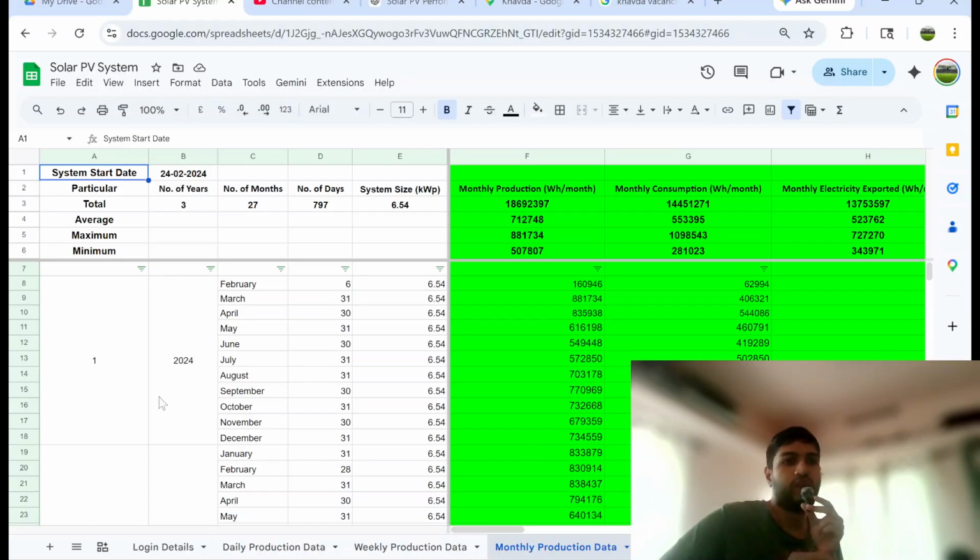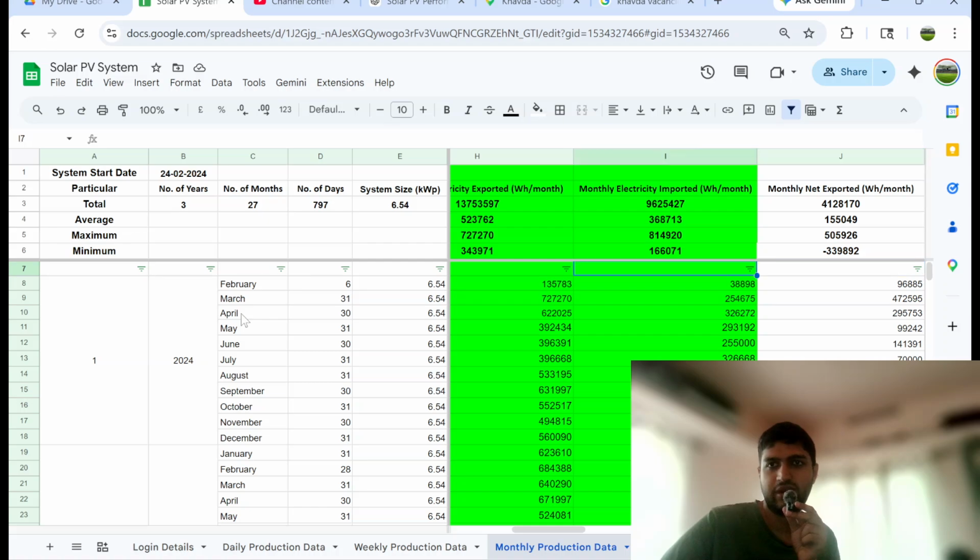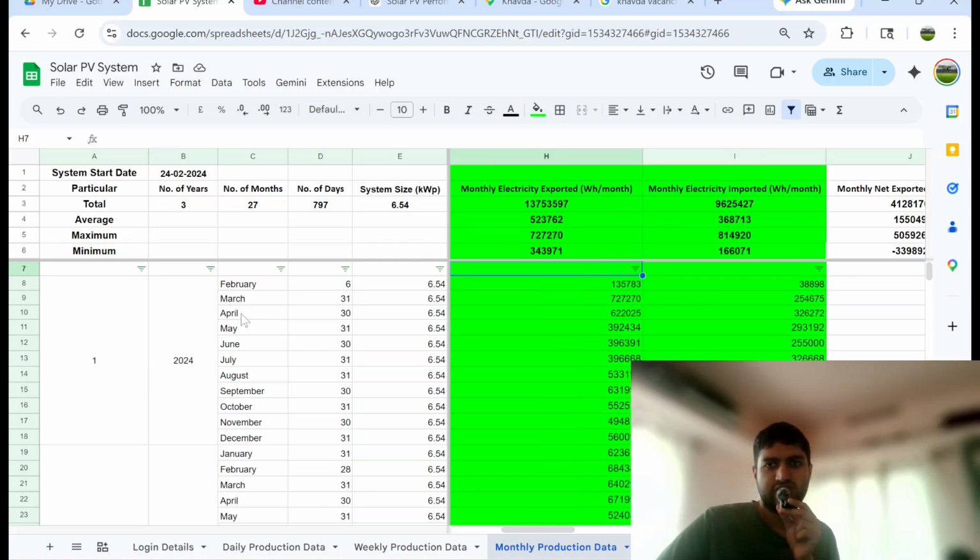How to calculate the monthly performance of a solar plant? Now you can see you can divide your solar plant into monthly and calculate based on the number of days. Now my plant has completed 797 days, and you can see the system kilowatt of 6.54, monthly production, monthly consumption, monthly electricity exported, and the monthly electricity imported.